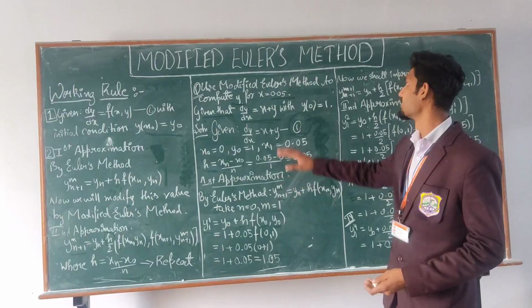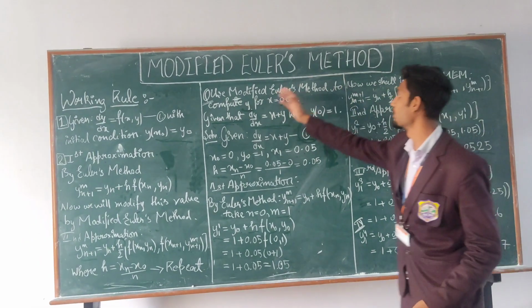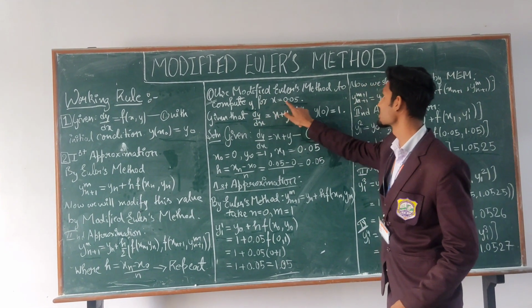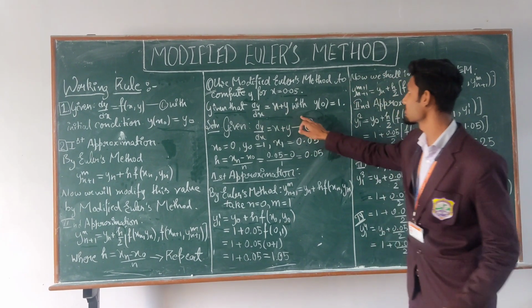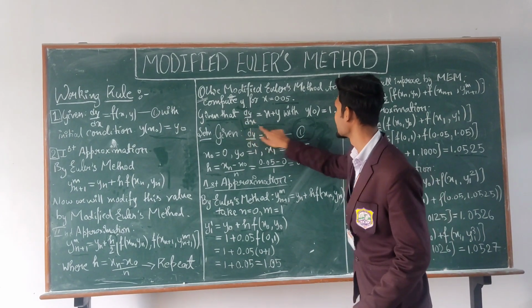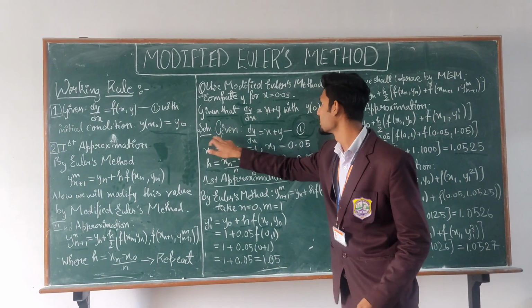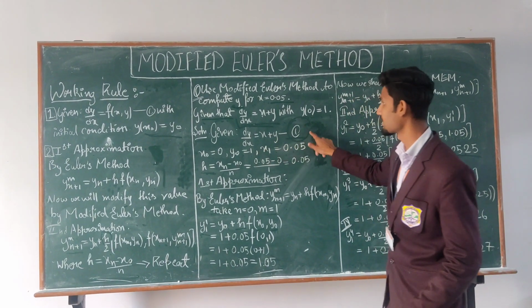Here we have an example. Use the modified Euler's method to compute y. We are going to find the value of y for x equal to 0.05, given that dy/dx = x + y with y0 = 1. This is the function dy/dx = x + y. So, solving the question, write the given equation and mark it as 1: dy/dx = x + y.